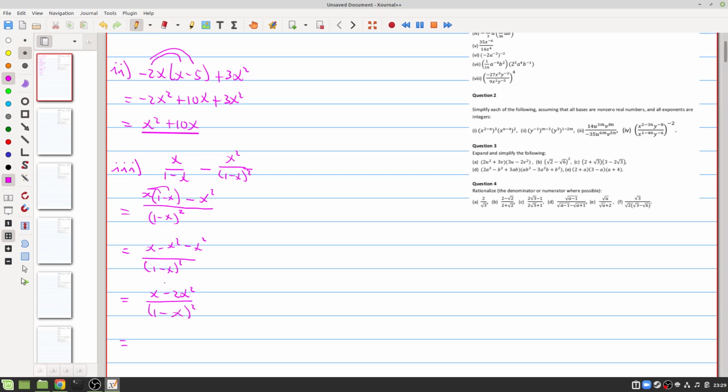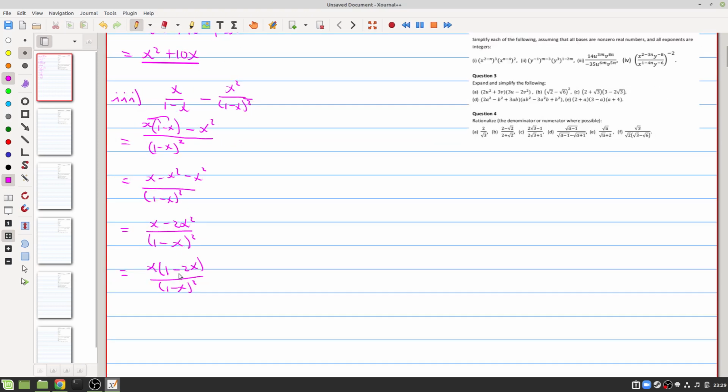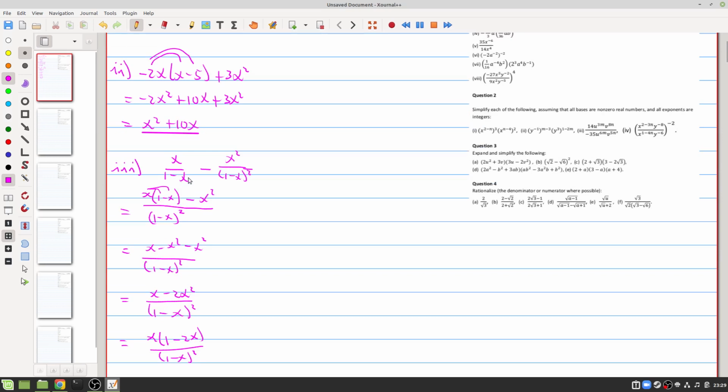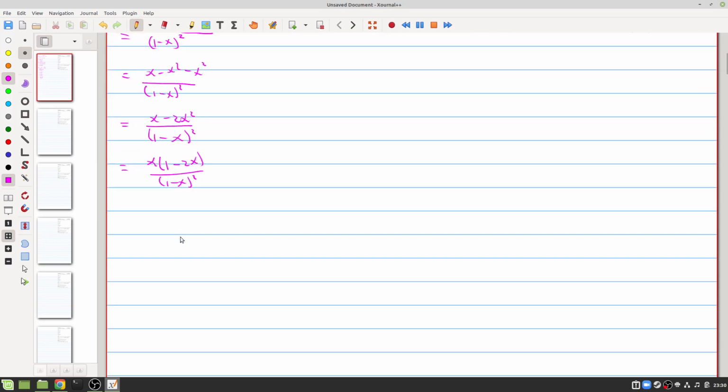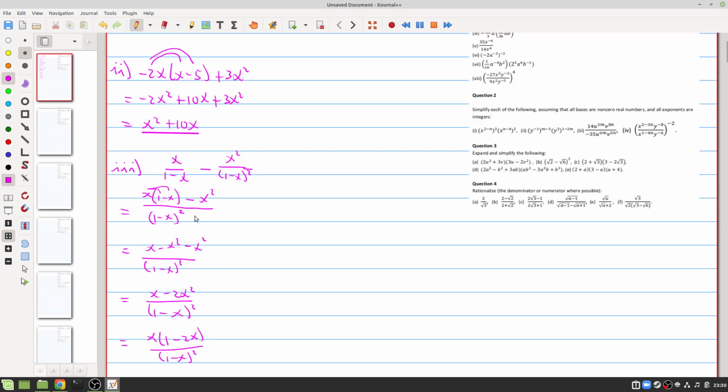Okay, here at the top we can factor out an x, common factor of x. What's left is 1 minus 2x, over 1 minus x squared. Okay, and that's it. There's nothing else we can do here. So that is simplified. Let me just make sure I didn't make any mistakes here. The x minus x squared, and then minus another x squared. Yeah, no, that looks fine. Okay, that was the third question.